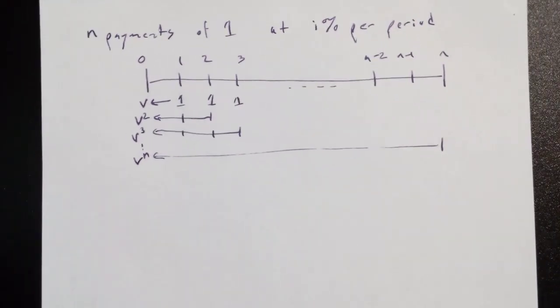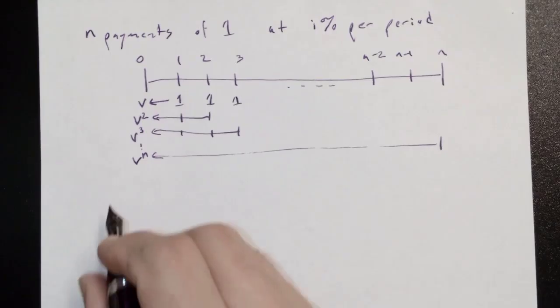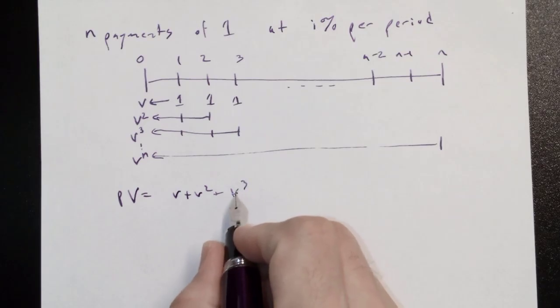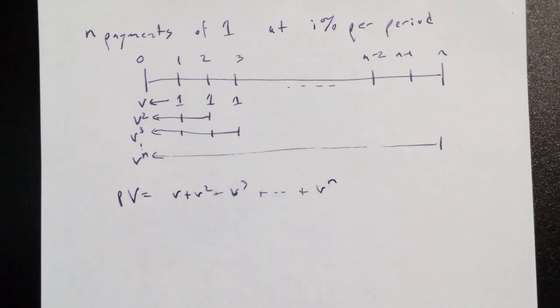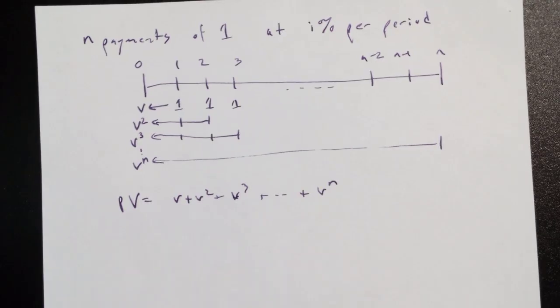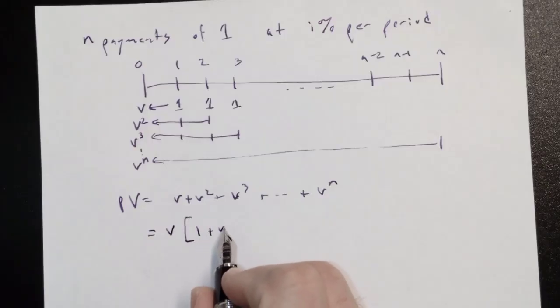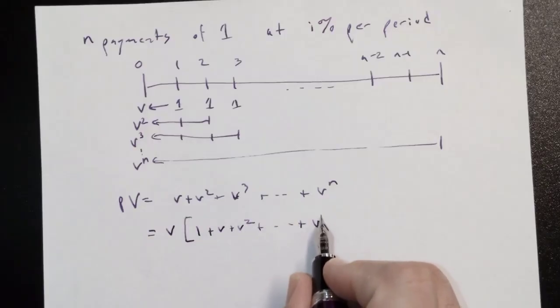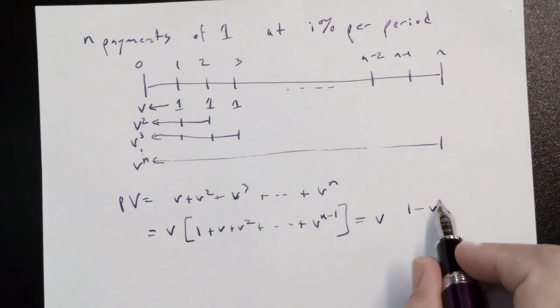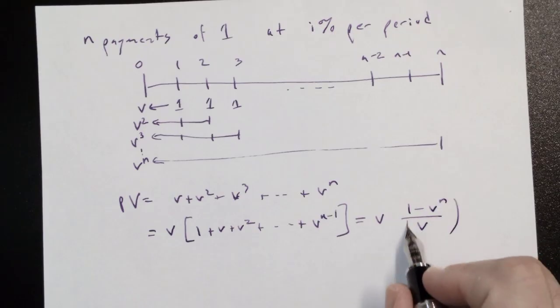The total of my present value is this, which is almost geometric. It's not quite geometric because it doesn't start with a 1. So I could add 1 at the beginning and subtract 1 at the end, but I think it's easier to factor out 1 v. Because then by my geometric formula, I get this.